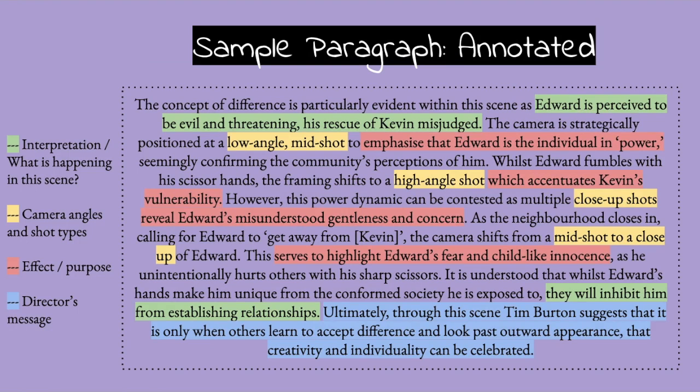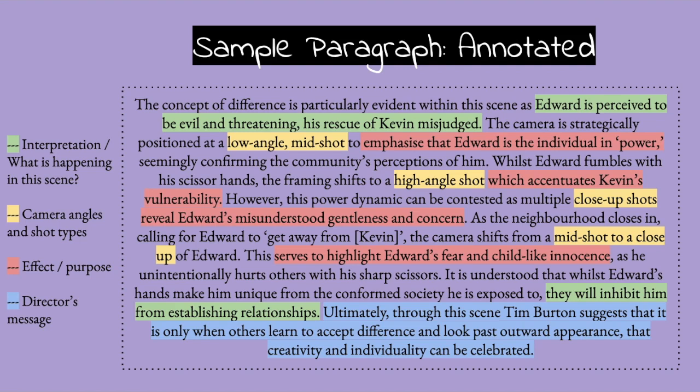I've written that the concept of difference is particularly evident within this scene, as Edward is perceived to be evil and threatening, his rescue of Kevin misjudged. The camera is strategically positioned at a low angle mid-shot to emphasise that Edward is the individual in power, seemingly confirming the community's perceptions of him. Whilst Edward fumbles with his scissor hands, the framing shifts to a high angle shot which accentuates Kevin's vulnerability. However, this power dynamic can be contested as multiple close-up shots reveal Edward's misunderstood gentleness and concern.